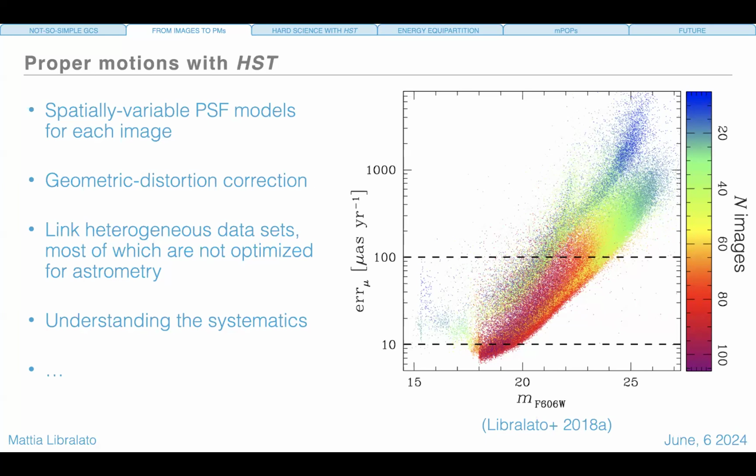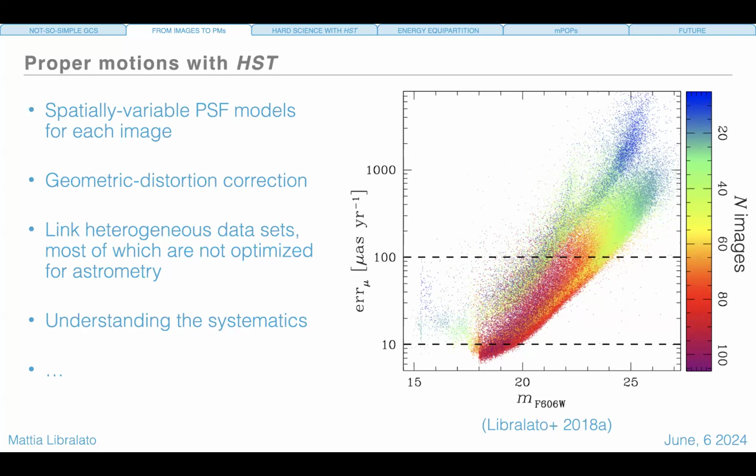So a lot of work that is done behind the scenes is spent to get the best astrometric and photometric quality possible from each of the images that you have, how to link them together to get the best proper motions, understand them, understand the systematics that affect them, mitigate them, so that you can actually study the internal motions of the stars. Just to give you a flavor of what a heterogeneous data set means.